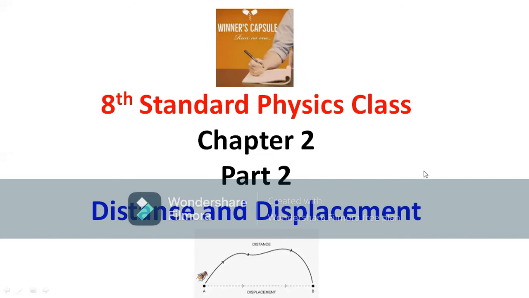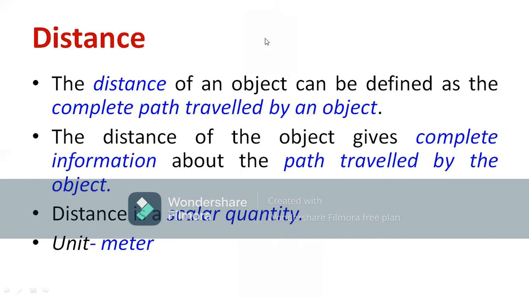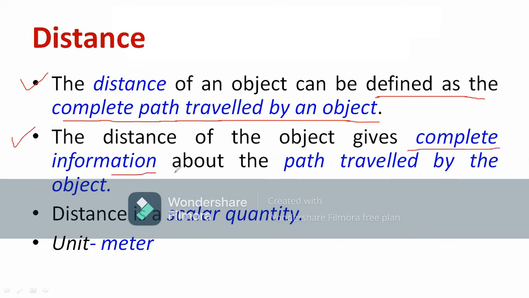Moving on to the discussion, but first let us understand what we mean by distance. Let us move on to the definition first. The distance of an object can be defined as the complete path traveled by an object or a body. And also, the distance of the object gives the complete information about the path traveled by the object. Distance has only magnitude. We cannot say the direction. So distance is also known as a scalar quantity. What is the unit of distance? The unit of distance is always expressed in meters.